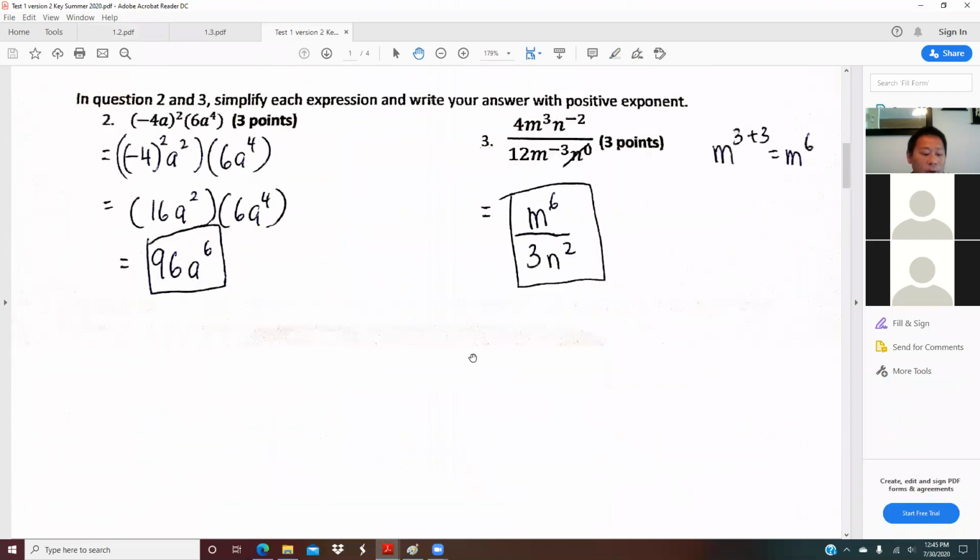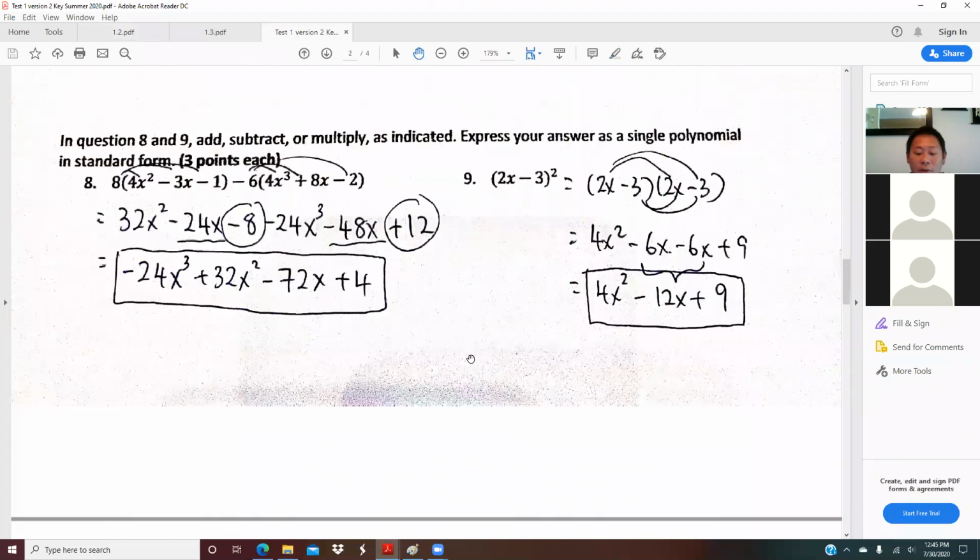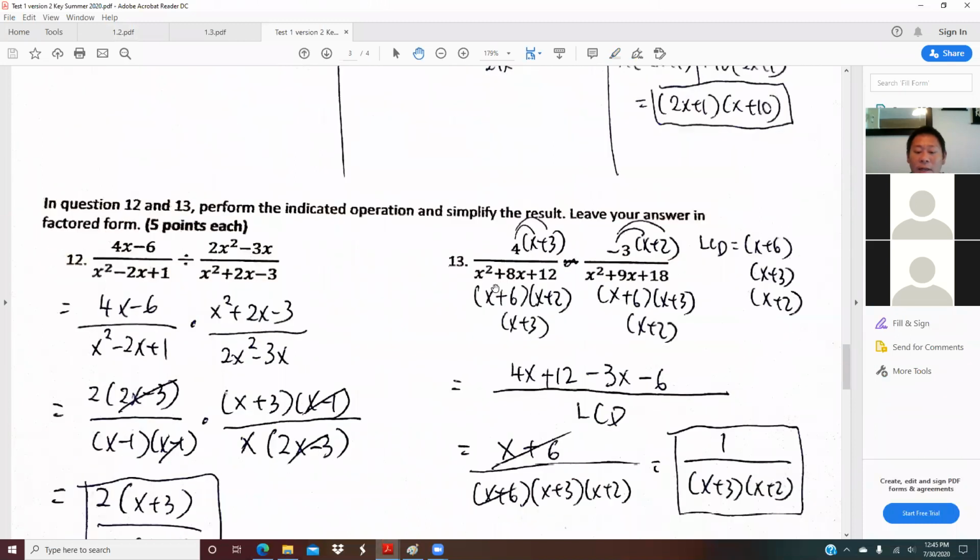Yep, this is the correct one. Remember this question? How do you guys find the LCD here? You factor this, you get x plus 6, x plus 2, x plus 6, x plus 3, and then you tell me the LCD is x plus 6, and then x plus 2, and then x plus 3. This is how you find an LCD, right?